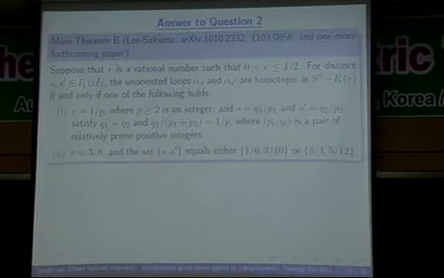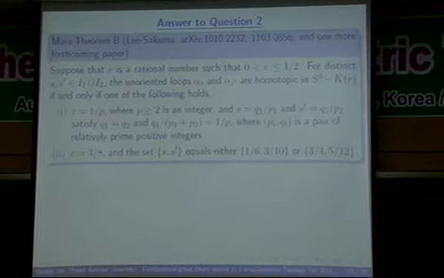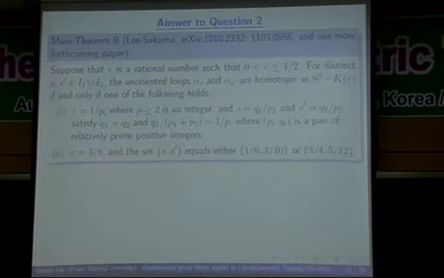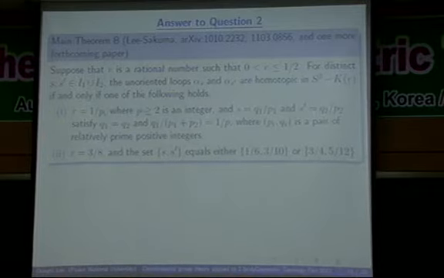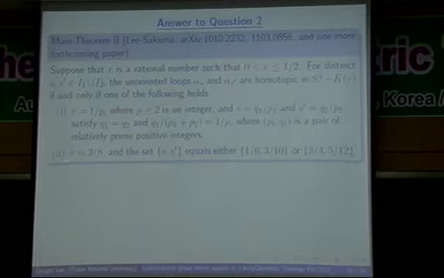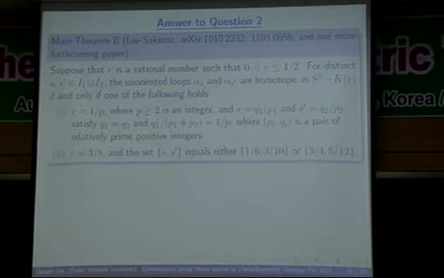Then two essential simple arcs, alpha sub S and alpha sub S prime, are homotopic in this tangle complement if and only if one of the following holds. First, R equals 1 over P and S and S prime satisfy this condition. And second, R equals 3 over A and S and S prime equal this or this.